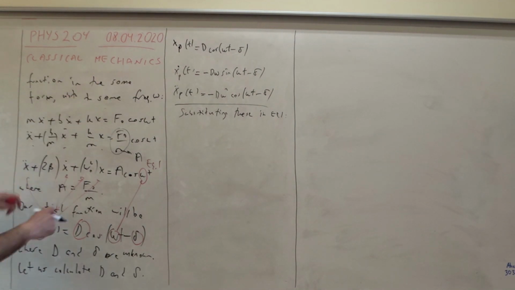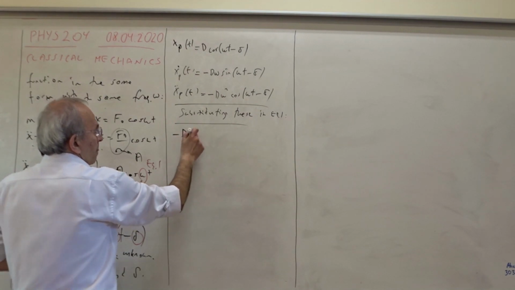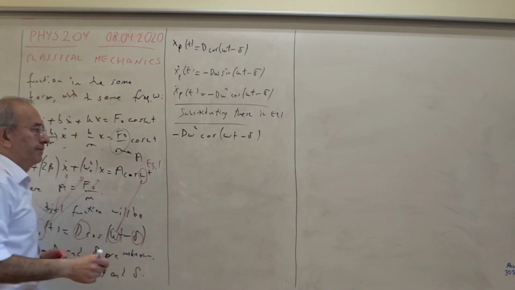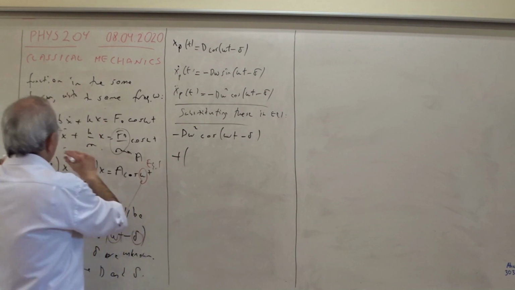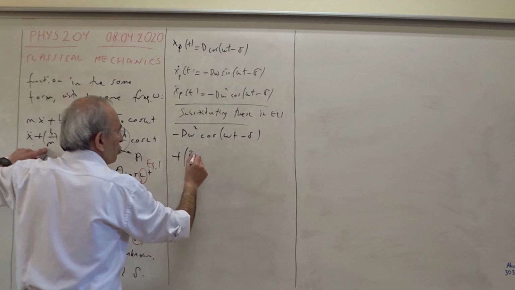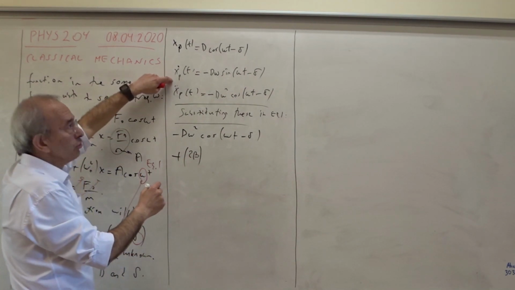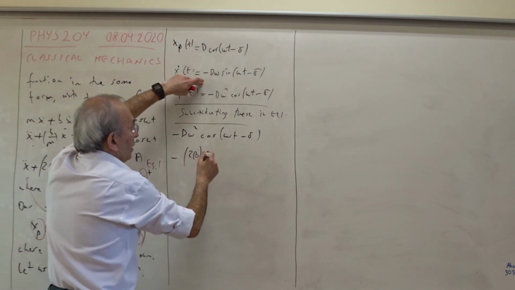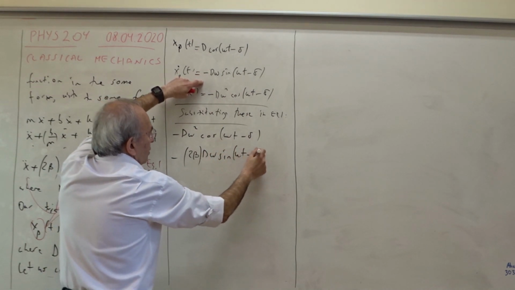xp double dot. So we have first minus D omega squared cosine of omega t minus delta, plus b over m, but b over m is now 2 beta, so 2 beta x dot, but x dot is now xp dot. So we have a minus sign, it becomes minus 2 beta D omega sine of omega t minus delta.